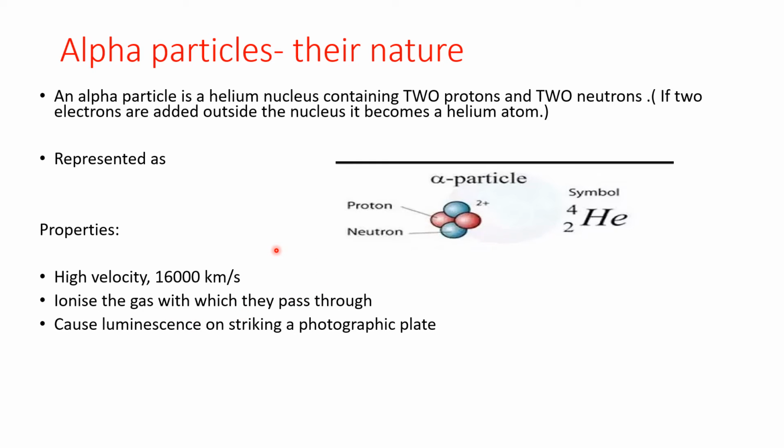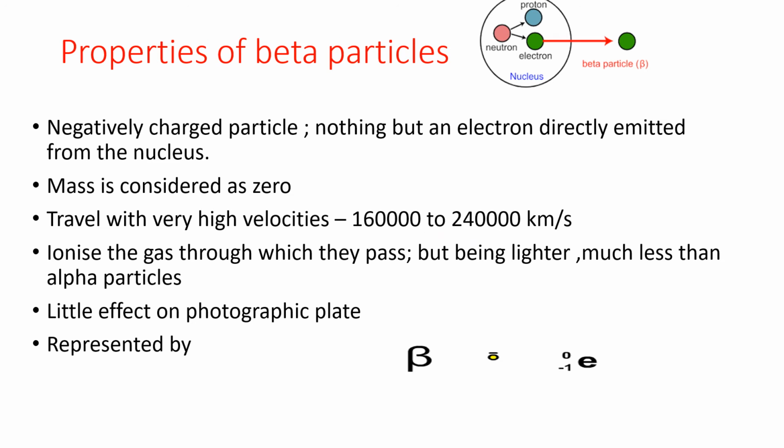Since it carries 2 protons, it is doubly positive. So when you pass it through a gas, it is able to pick up electrons from the gas and cause its ionization. Similarly, when it strikes a photographic plate, it can cause luminescence, which was what was discovered by Henri Becquerel. The second type of particle that was discovered during radioactivity was the beta particles.